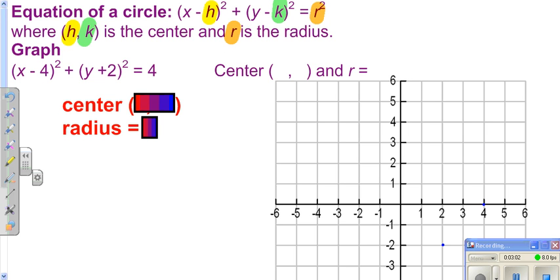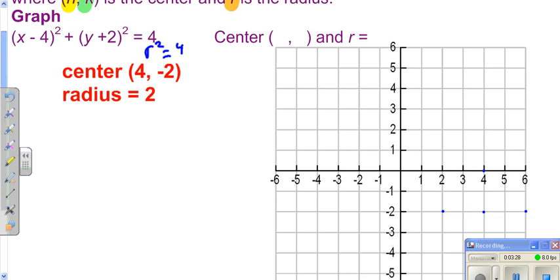So let's go ahead then and take a look at this problem. You want to take the opposite of what's after your x, opposite of what's after the y, and then you want to go ahead and find r. Well, in this case, since r squared is what's over here, your 4, you then got to go ahead and find r. So that means what squared gives you 4, and then well, that's just 2.